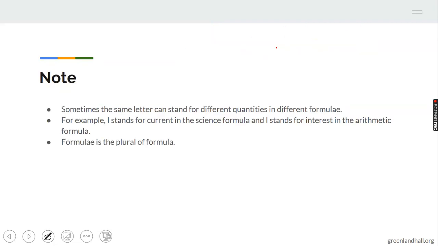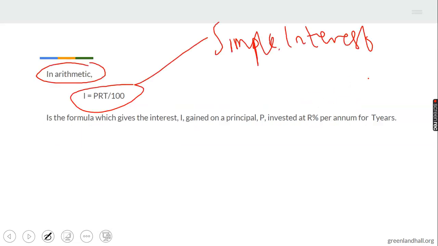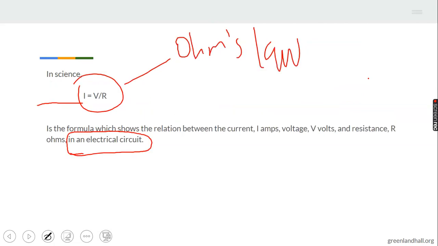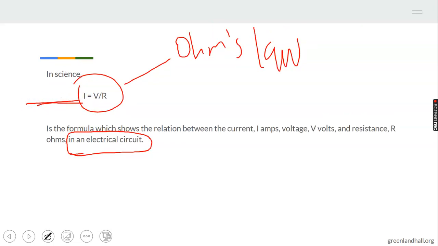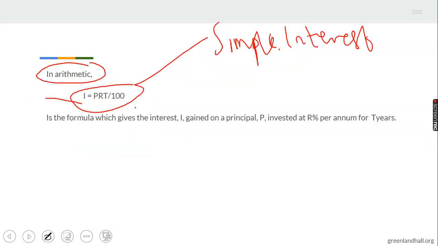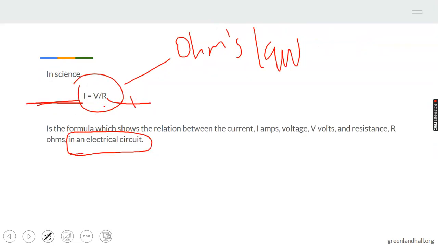Please take note. Now, note: sometimes the same letter can stand for different quantities in different formulae. True or false? True. For example, I stands for current in the science formula. Let's go back to that. Now we have I here, and we also have another I here. Then we have R here, and we also have another R here. Now, in science, this I represents what? The current.